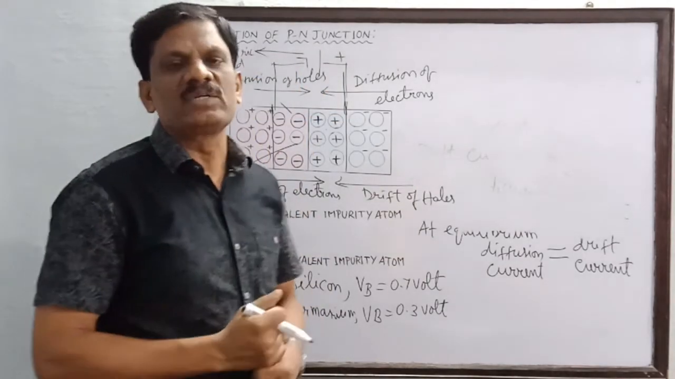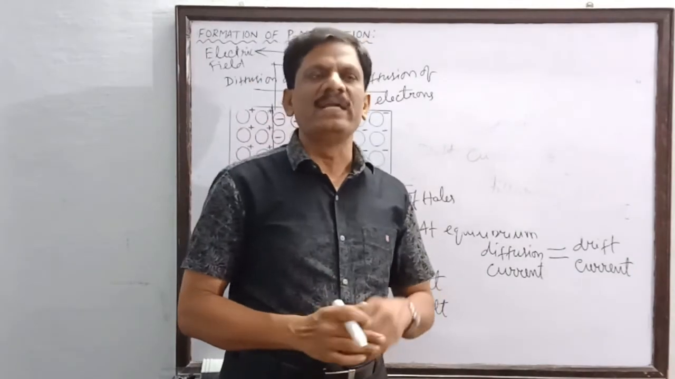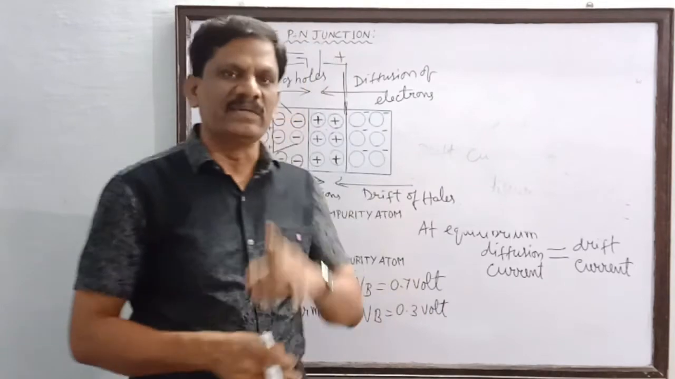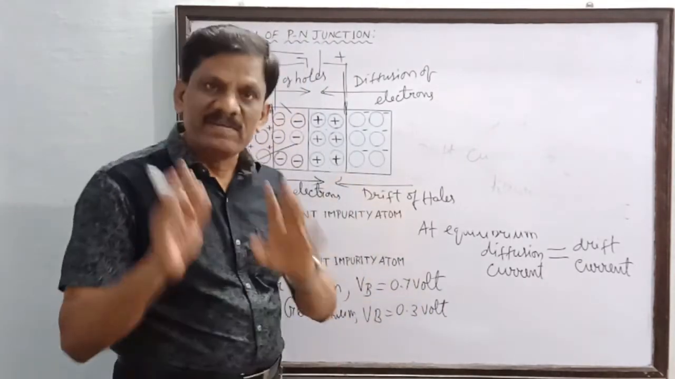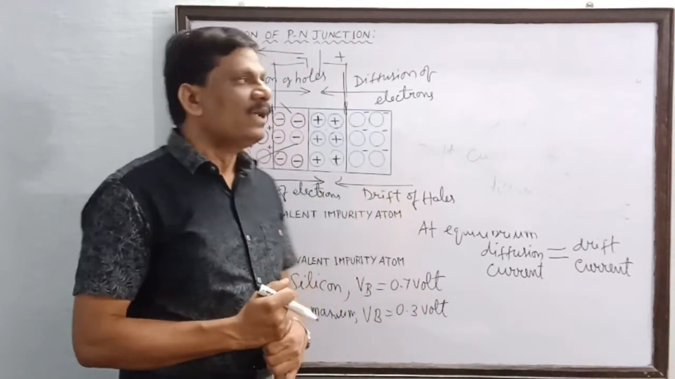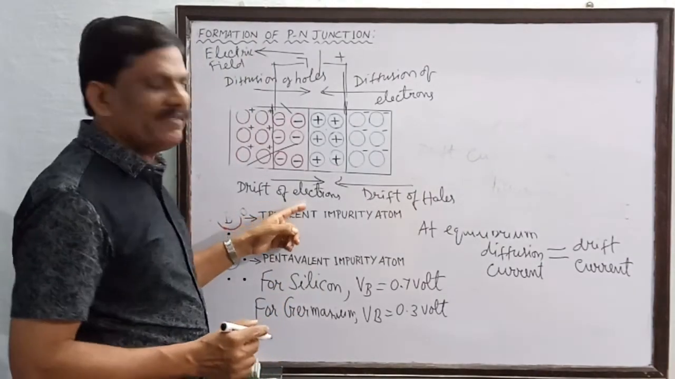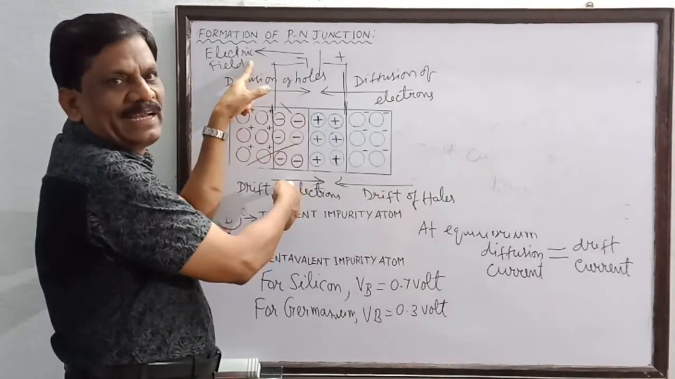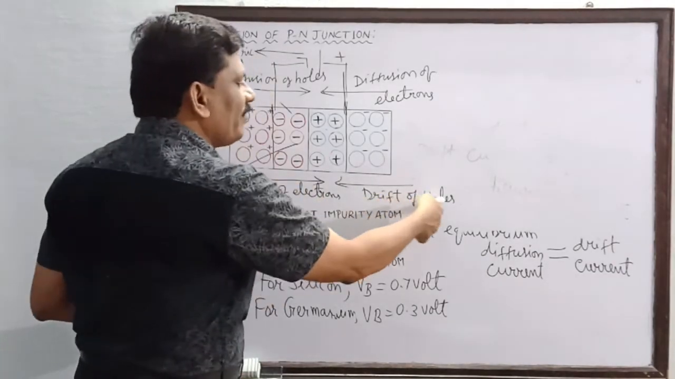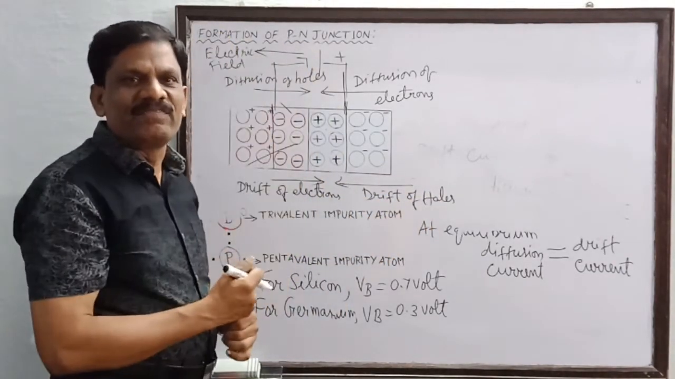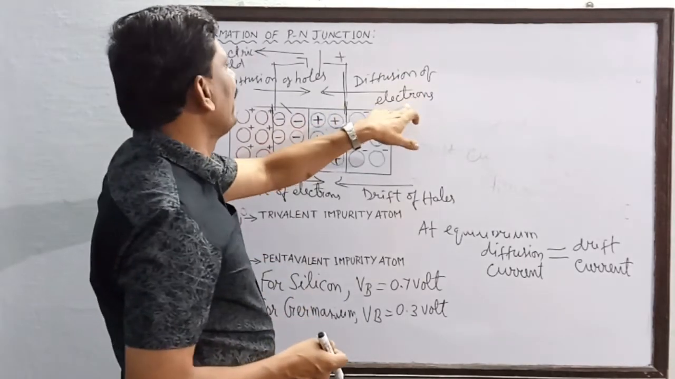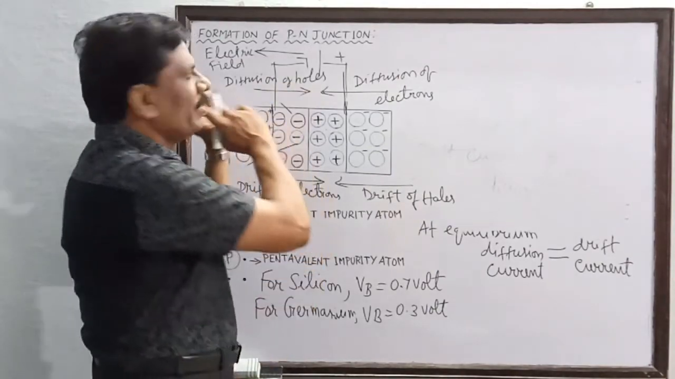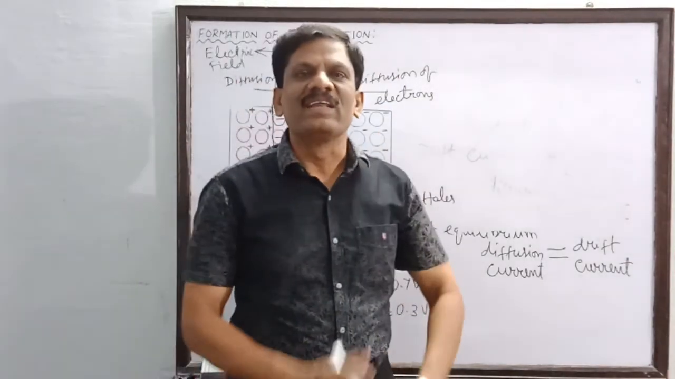In multiple choice questions in the board examination and in MCQs in competitive examinations like NEET and JEE, a question based on this is repeatedly asked. Now, what is the direction of drift of the electrons? The direction of drift of electrons is opposite to the direction of the electric field. The direction of drift of holes is along the direction of the electric field. Like that, the diffusion of electrons will be along the direction of the electric field, and the diffusion of holes will be against the direction of the electric field.